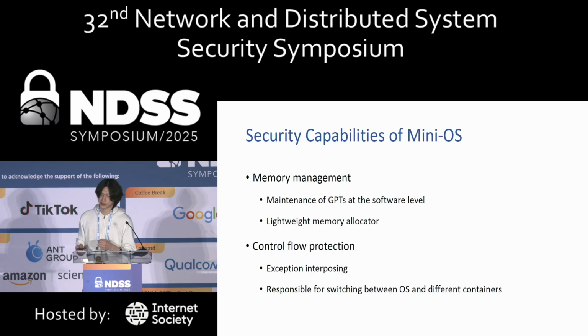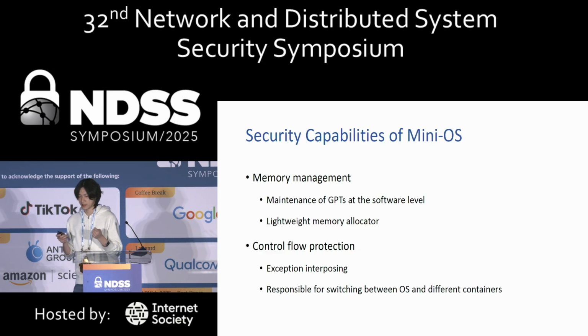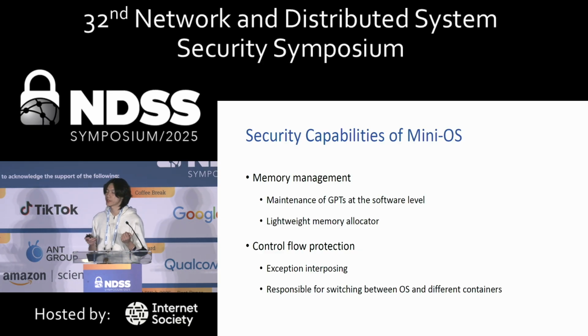And then the security capabilities of the mini OS. The mini OS does a few key things. For example, memory management: it maintains the GPT at the software level and has a lightweight memory allocator. It also has a control flow protector. It has exception interposing and is responsible for switching between the OS and different containers.